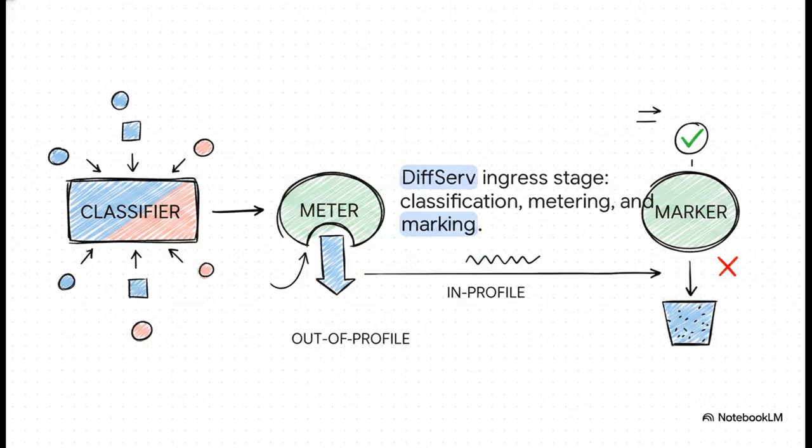Let's move to the Ingress stage and see how this builds when a packet actually enters a DiffServ domain. First, it hits the classifier. Then it slides over to the meter, where it gets measured against its agreed-upon profile. It gets categorized as either in profile or out of profile. Finally, the marker tags it accordingly, maybe remarking that out-of-profile traffic as just best effort or dropping it entirely, before forwarding the conforming traffic. It is quite literally a streamlined, scalable assembly line for traffic management.